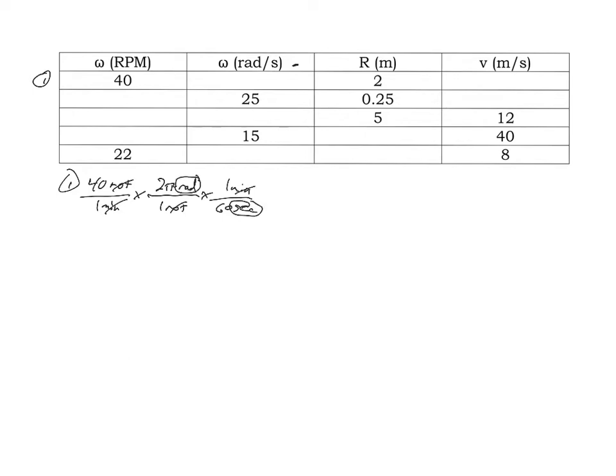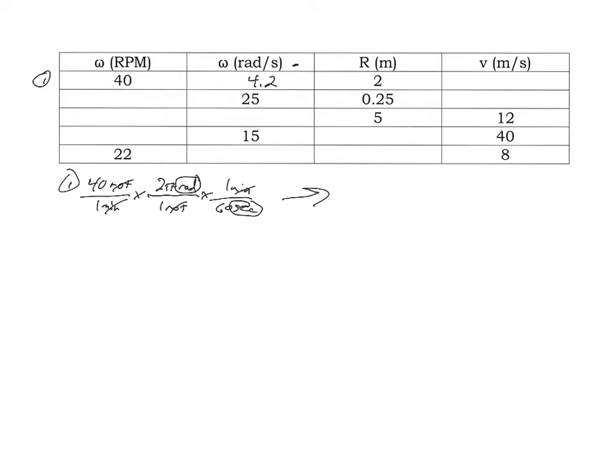I forgot the S there. Radians per second, everything else canceled. So it's 40 times 2 times pi, enter, divided by 60, and I get 4.2 radians per second. And then I need velocity.